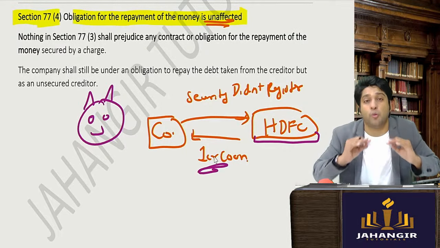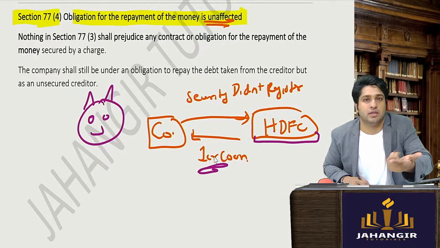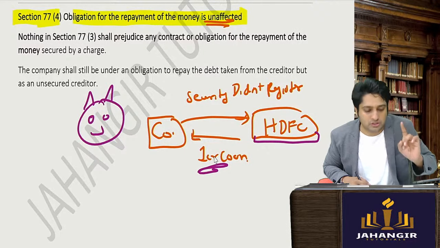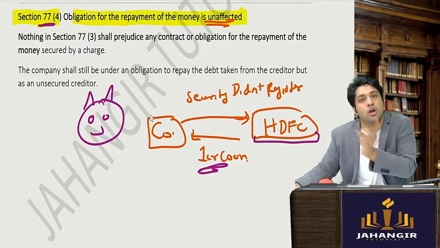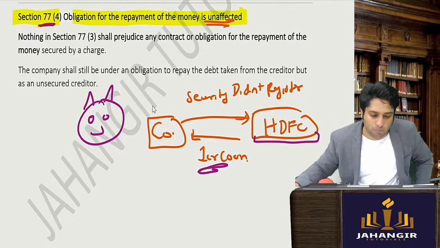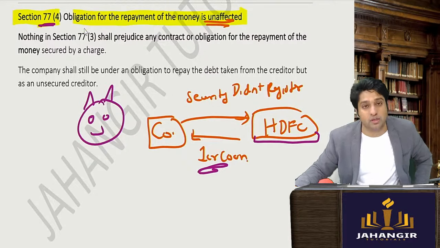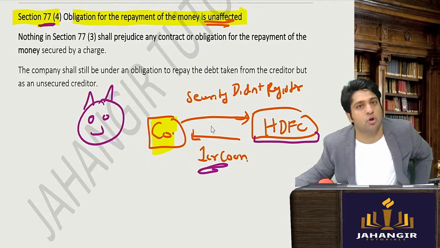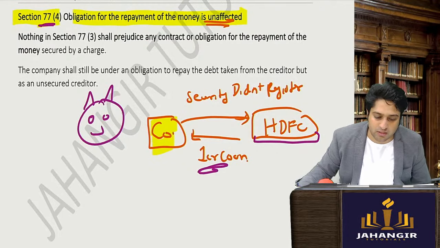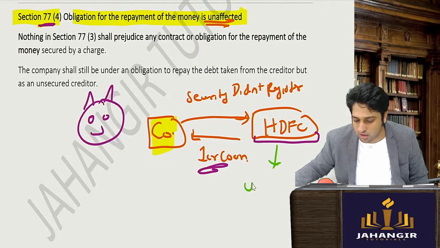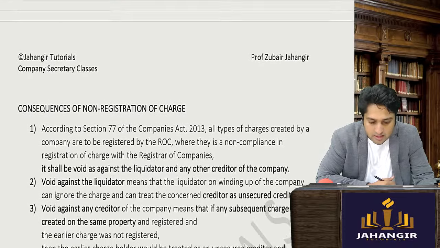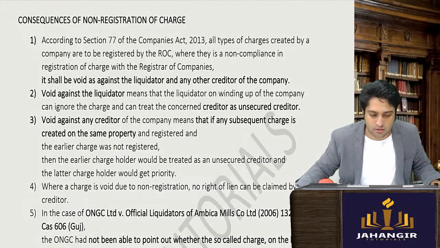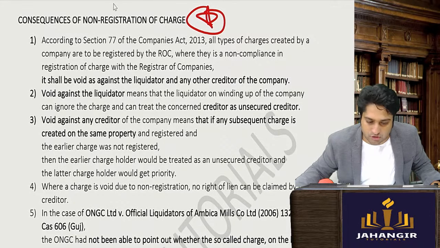Does the obligation to repay the loan get affected? So here they are saying in subsection 4 that listen, he is not a secured creditor, the security is not registered, but the obligation to repay, the duty to repay the loan on you is always there. You always have to repay the loan, and this person will not be treated as a secured but an unsecured creditor, and unsecured creditors can obviously also recover the money, right? That is there.